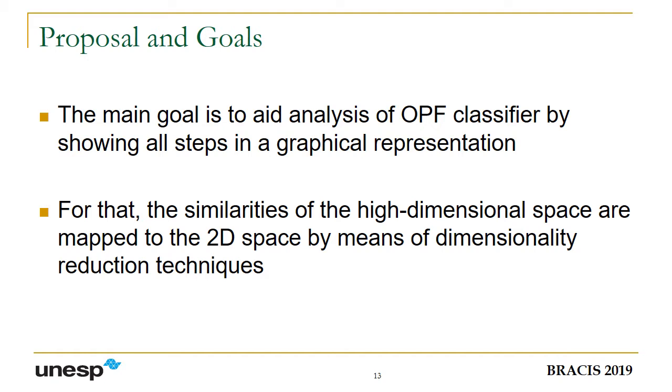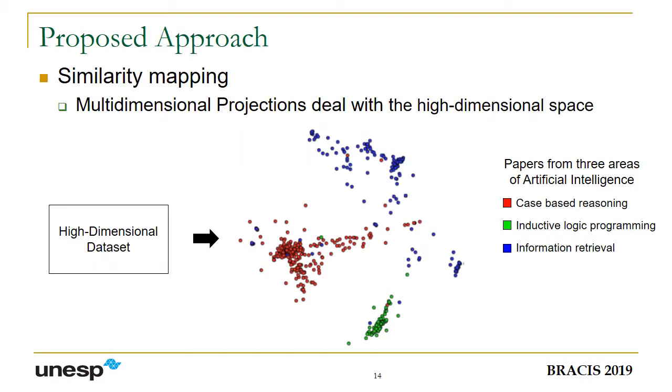For that, we use the similarity representations in a bi-dimensional space. That is, a high-dimensional space is mapped to a 2D space by means of dimensionality reduction techniques. Here's an example. Given a high-dimensional space, we can compute the similarities, and the similarities of the high-dimensional space are mapped to a bi-dimensional space by means of a dimensional projection. That is a dimensionality reduction technique.